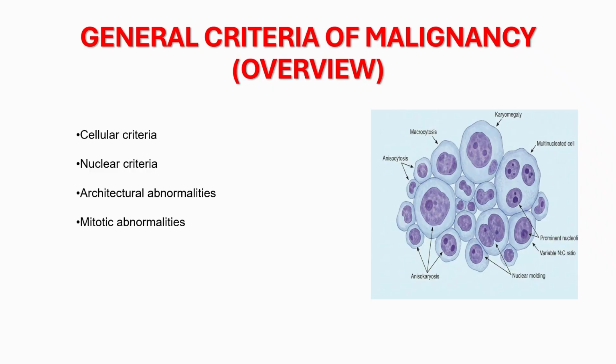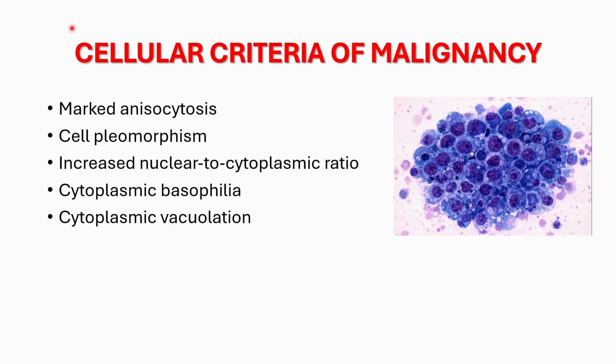Next is the general criteria of malignancy. The cytological criteria of malignancy can be broadly grouped into cellular, nuclear, architectural, and mitotic abnormalities. Recognition of multiple criteria increases the confidence of a malignant diagnosis. First, we will discuss the cellular criteria of malignancy.